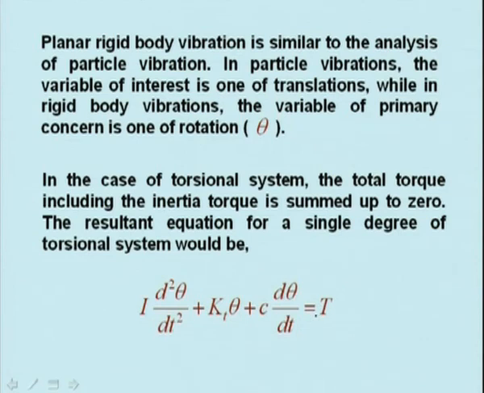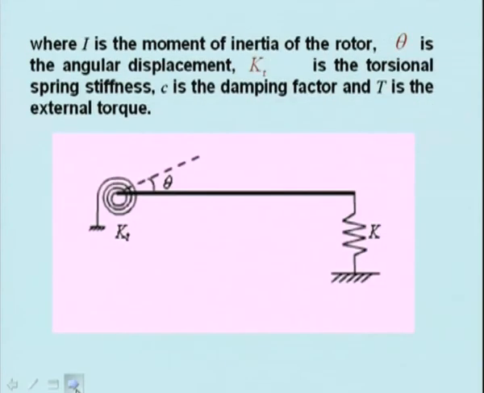Now if T is equal to 0, then this becomes the case of free vibration and you get this thing. The equation is similar to what we have studied in a spring mass system, only theta is replacing x. So therefore this Kt is called torsional spring stiffness, c is the damping factor and T is the external torque.